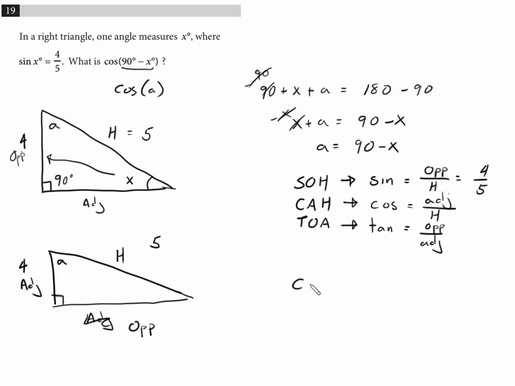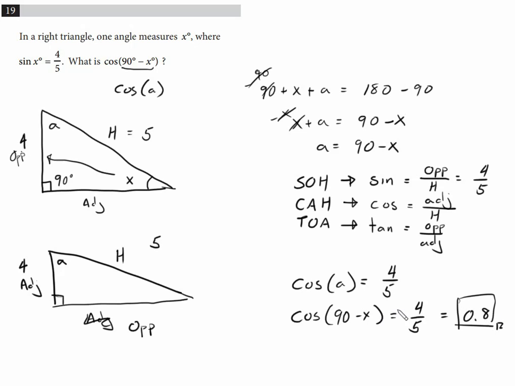So the cosine of A equals 4 over 5. In other words, the cosine of 90 minus x equals 4 over 5. And in the SATs, you can express your answer as a fraction, 4 over 5, or as a decimal, which equals 0.8. Both of these answers are acceptable.